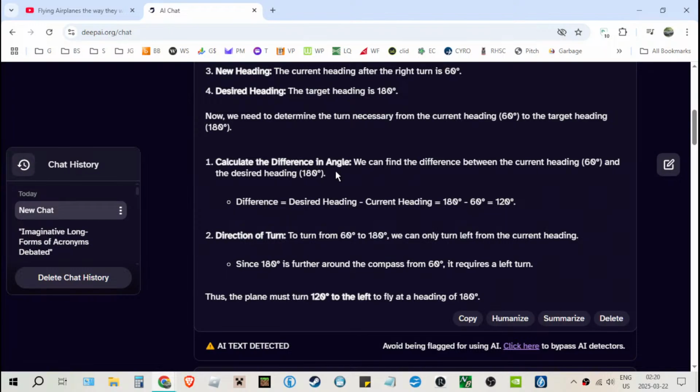Here's where it screws up. Calculate the difference in angle. We can find the difference between the current heading of 60 and the desired heading of 180. It says minus. You would only minus if you were turning right.